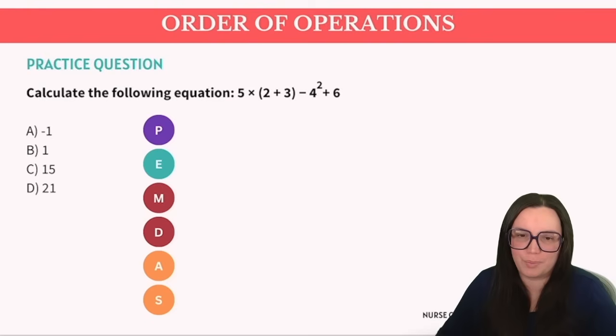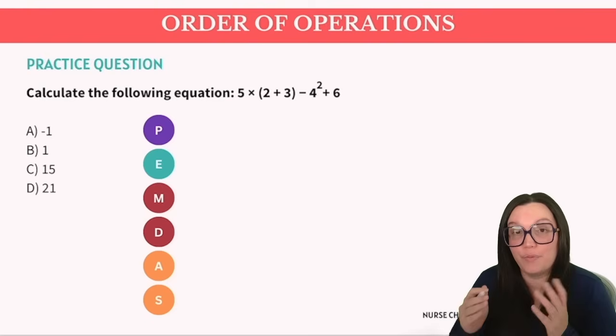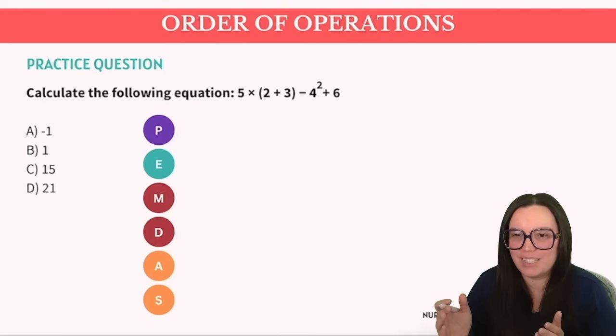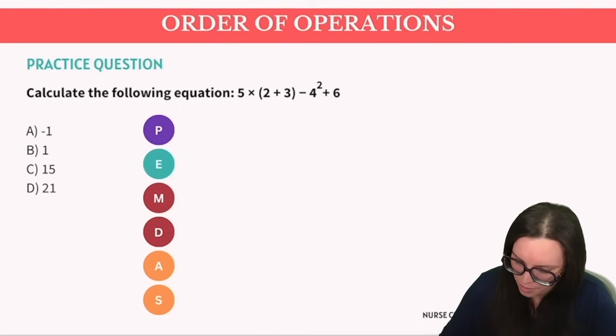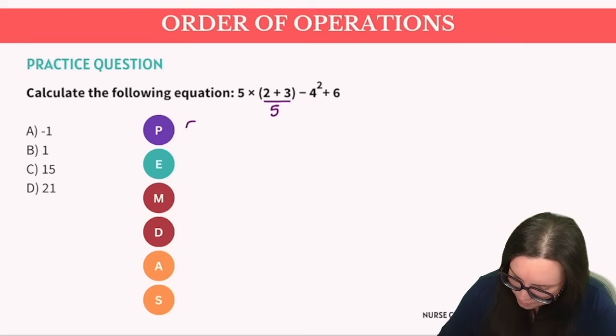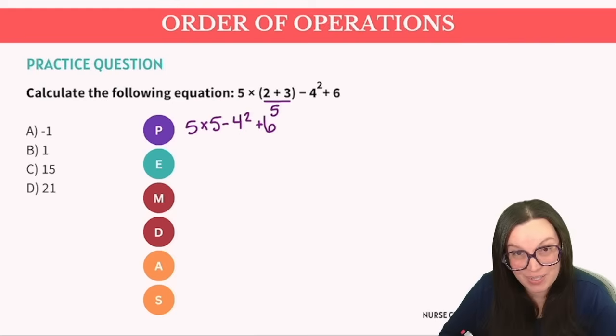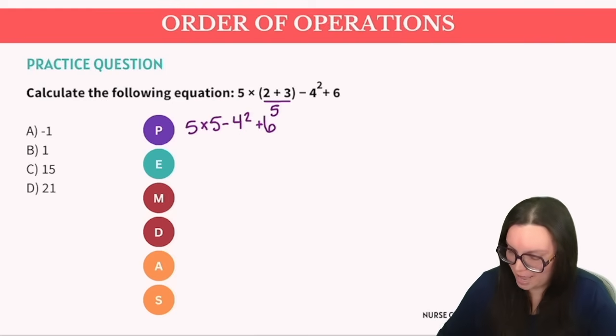Let's start with our first practice question. Calculate the following operations. We have 5 times, parentheses, 2 plus 3, minus 4 raised to the power of 2, plus 6. So we're going to start out with our PEMDAS with our parentheses. So in parentheses, we have 2 plus 3. That's going to give us 5. So our new equation is going to be 5 times 5 minus 4 raised to the power of 2 plus 6.